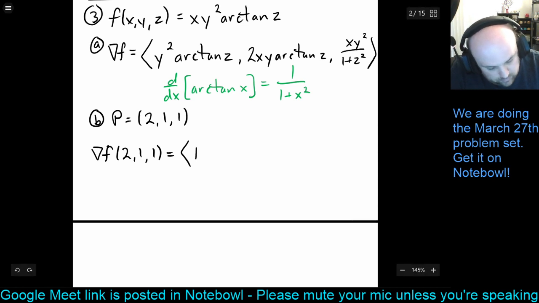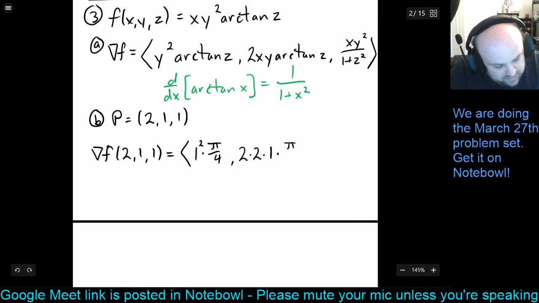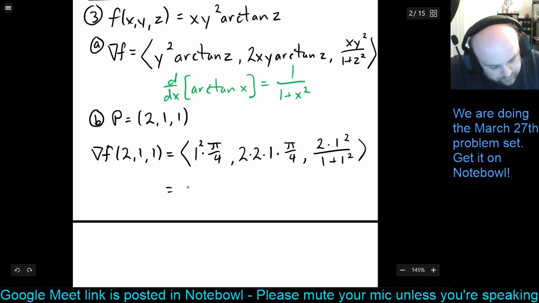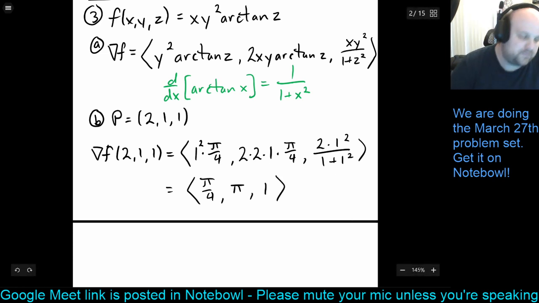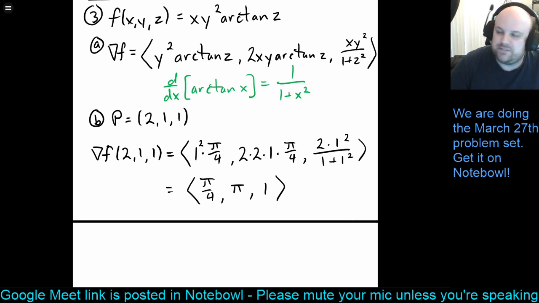Right, so here we have 1 times pi over 4. I'll even put the 1 squared there if you like. And then here we have 2 times 1 times another pi over 4. And here we have 2 times 1 squared over 1 plus 1 squared. So this is pi over 4. 2 pi. Nope, just pi. Just kidding. And this is 1. All right, so pi over 4, pi, 1. So hopefully that's not too bad.